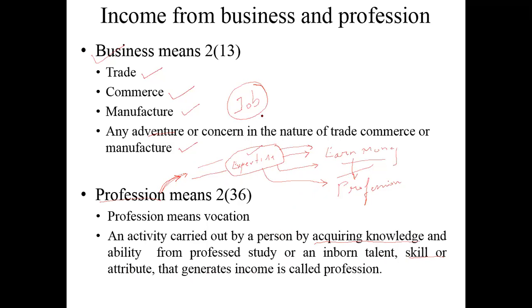Some people may not take formal education. For example, there is a painter or an artist. He may not have a formal education, but he has an inborn talent, and because of this inborn talent, he is able to make money out of it. Even that is also called a profession.